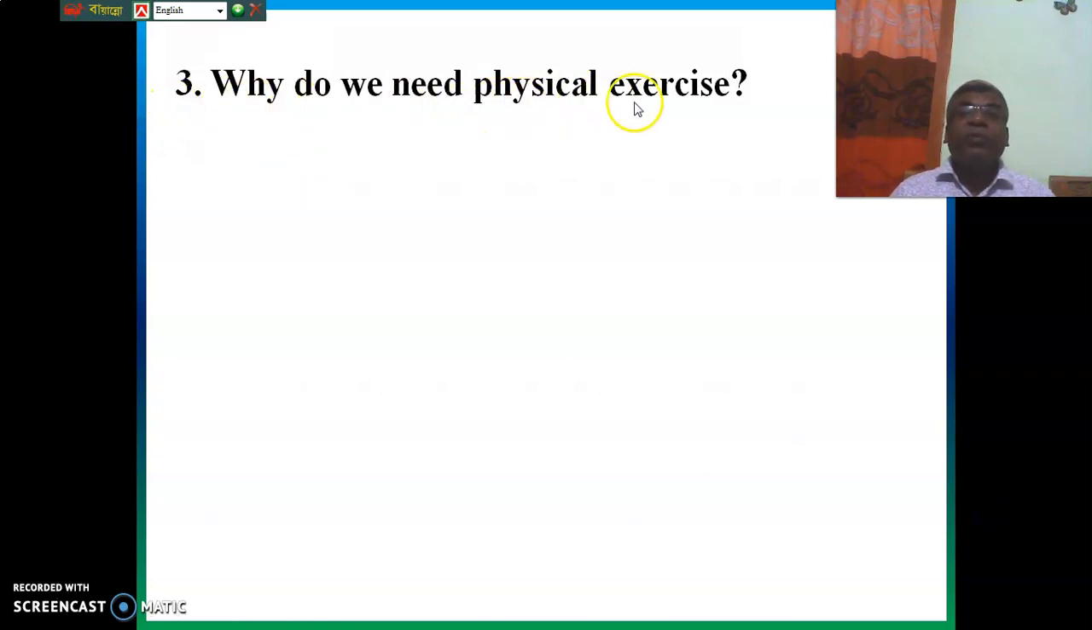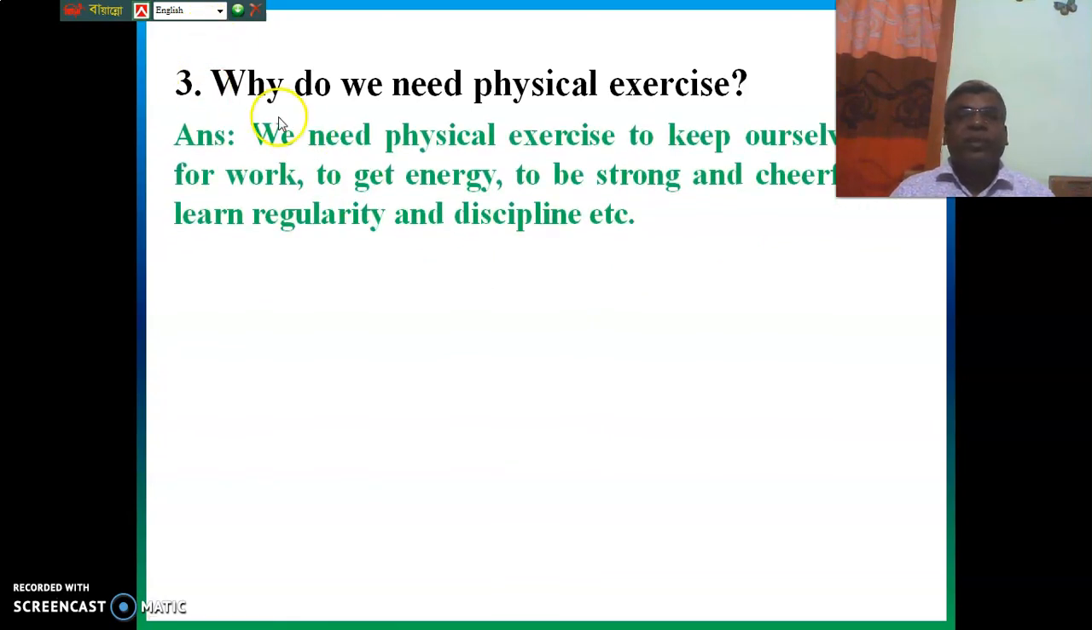Why do we need physical exercise? Answer. We need physical exercise to keep ourselves fit for work, to get energy, to be strong and cheerful, to learn regularity and discipline, etc. For this, we have to do physical exercise.